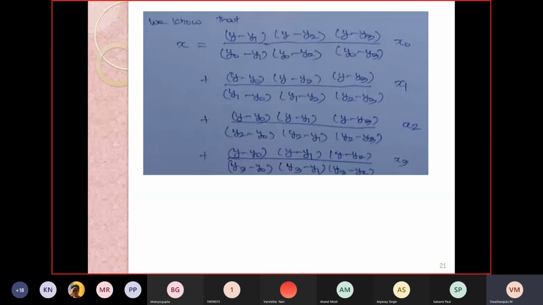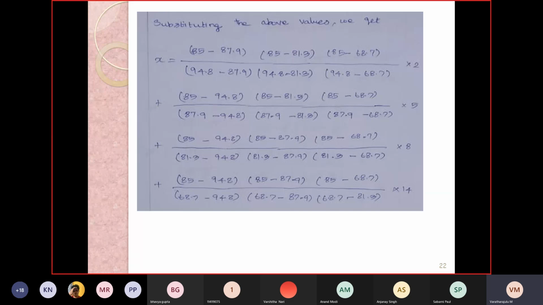By applying the various x and y values, x is equal to 85 minus 87.9, 85 minus 81.3, 85 minus 67.7, divided by 94.8 minus 87.9, 94.8 minus 81.3, 94.8 minus 58.7, into 2. Similarly, we have the other terms: the coefficient to 5, the coefficient to 8, and the coefficient to 40.